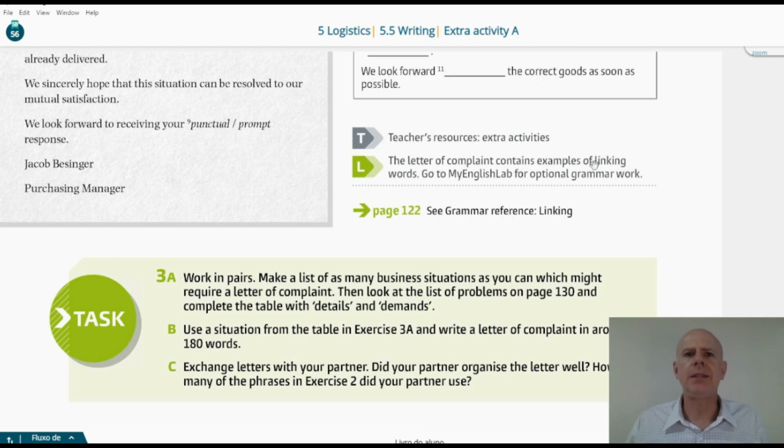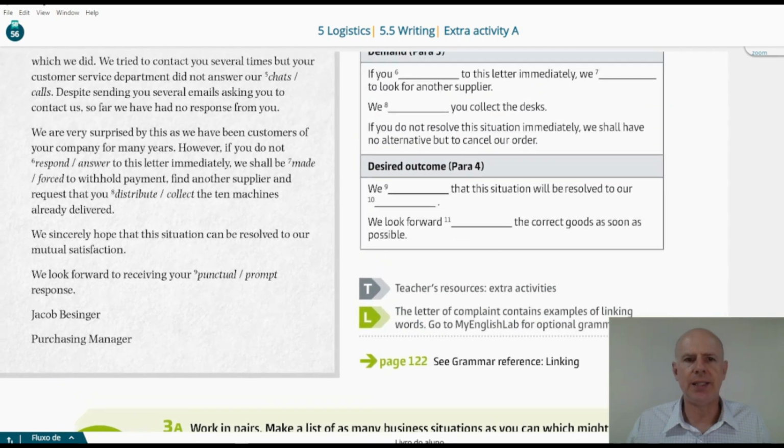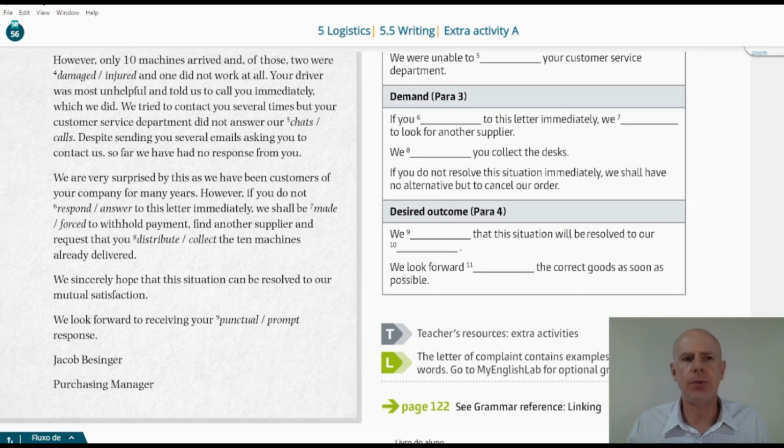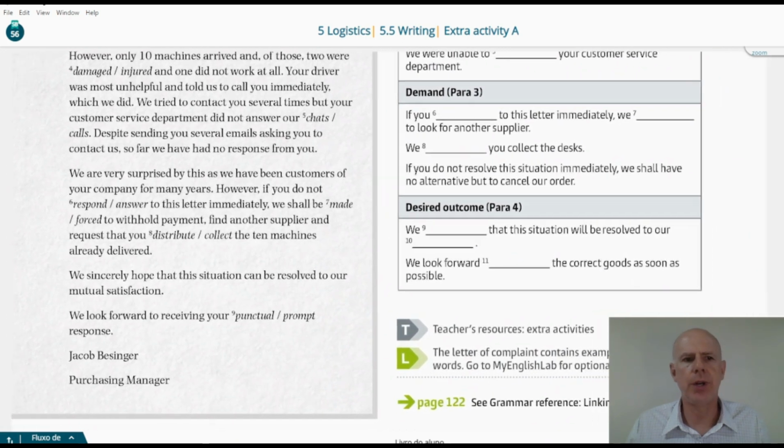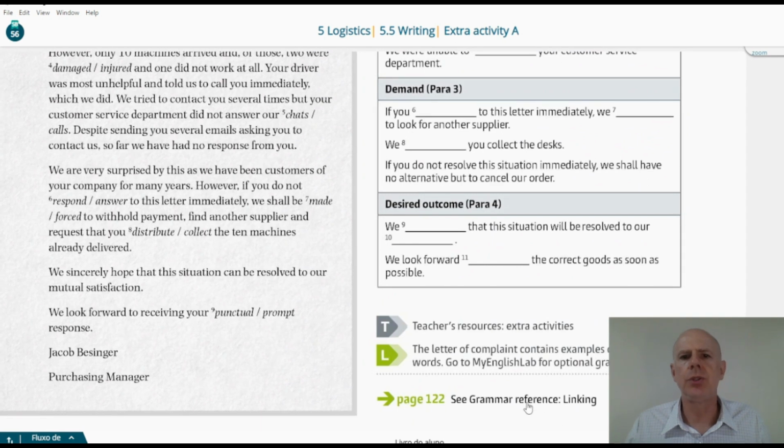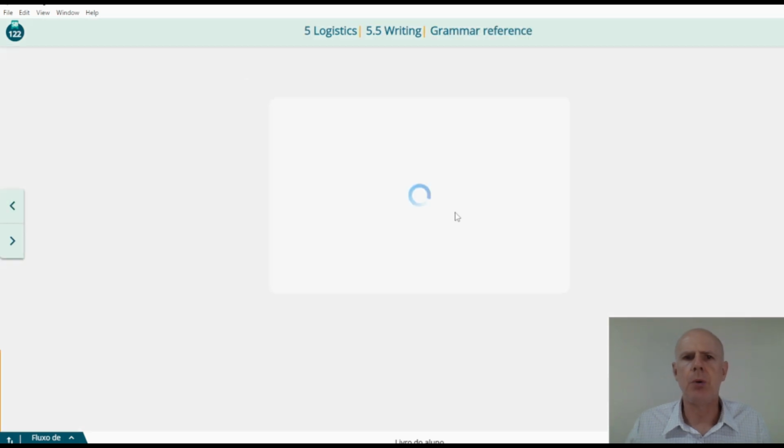All right, but in a formal letter, we use linking words. We use correct linking words to show what we want, to connect the sentences like here, right? Let's learn more about linking words. Let's take a look here. You have an explanation in your book on page 122. I'm opening it here in the app.